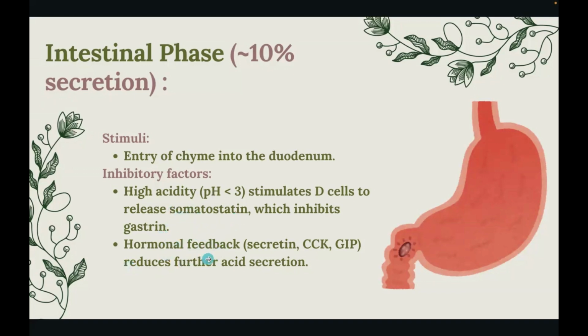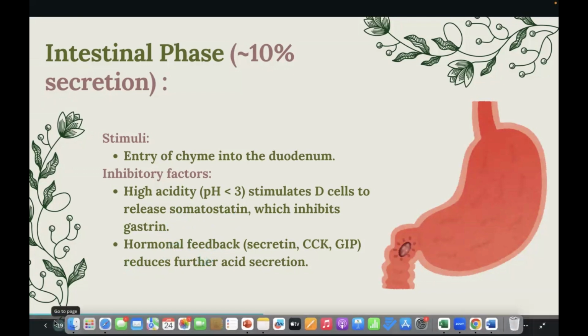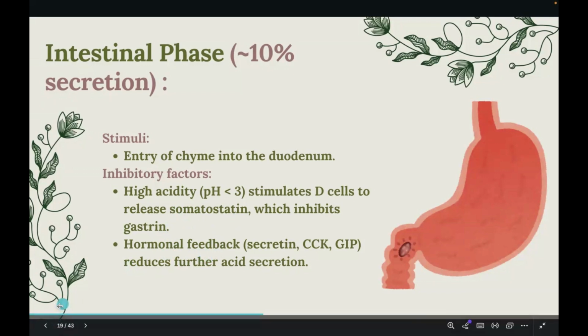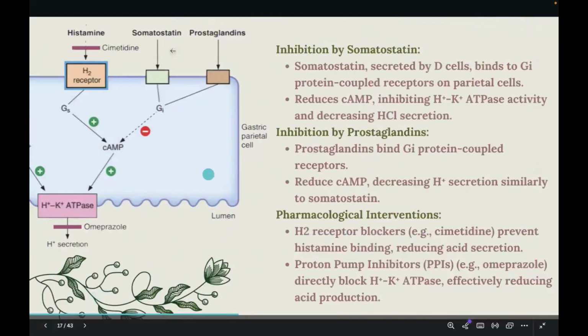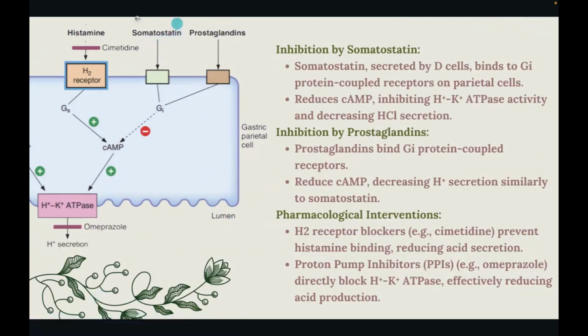Can you repeat what the D cells will do? The D cells. Yeah. Okay. The D cells, their main job is to wait. See here, this is the somatostatin. So the somatostatin is the byproduct that's released from the D cells.